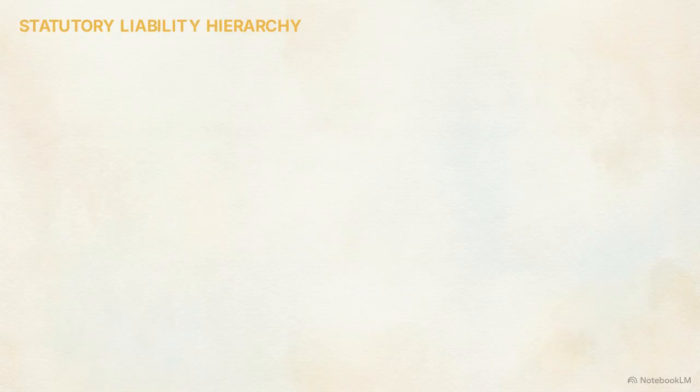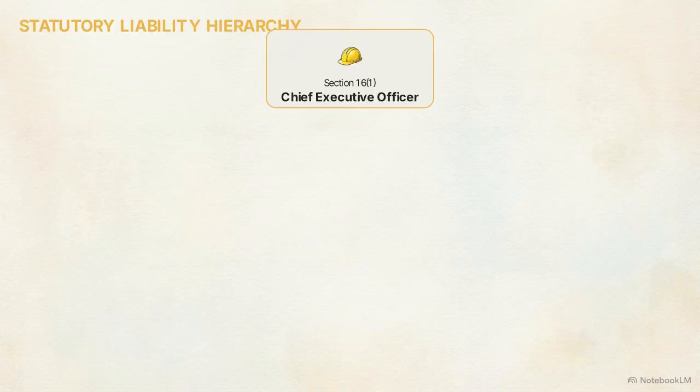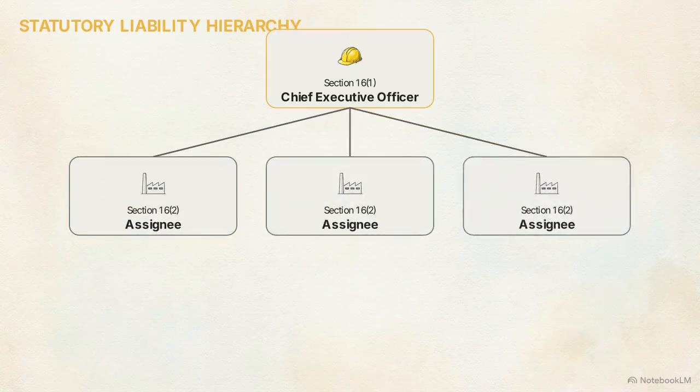At the very peak sits the Section 16(1) appointee, the Chief Executive Officer. The CEO bears ultimate legal accountability for ensuring the entire HSE management system functions correctly. Below the CEO are Section 16(2) assignees. These are delegates legally appointed to manage the specific site logistics and divisions that the CEO cannot physically oversee on a daily basis.